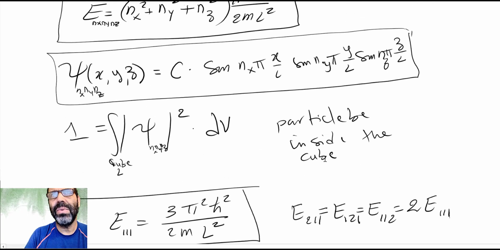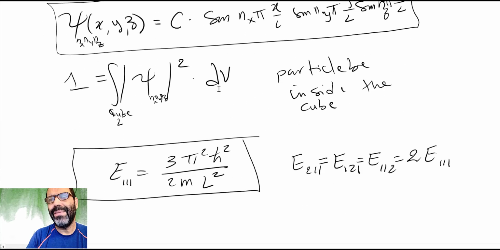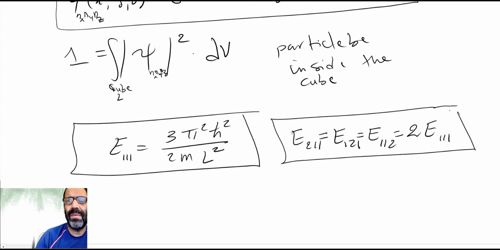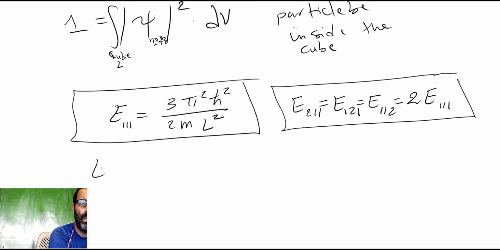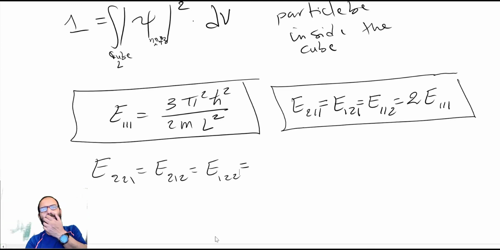For the next energy level, we have options: either 2, 2, 1, or 2, 1, 2, or 1, 2, 2. Again, we have 3 different wave functions for the same energy level. So this is basically level 1, this is level 2. So let's find the third energy level: E221, which is the same thing as E212, which is the same thing as E122, and let's do a quick calculation.